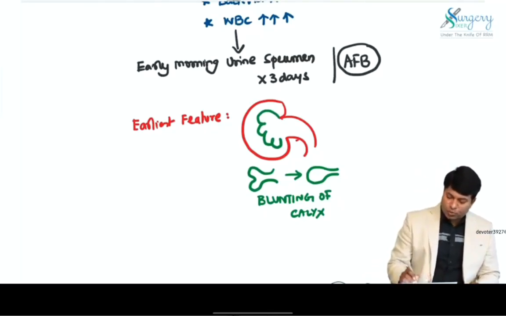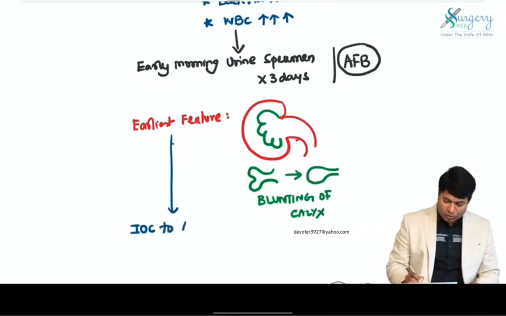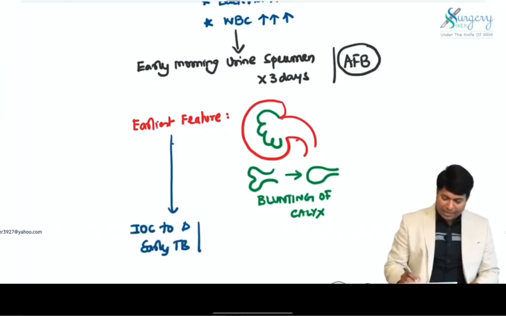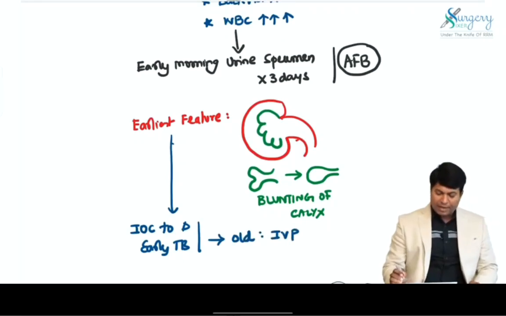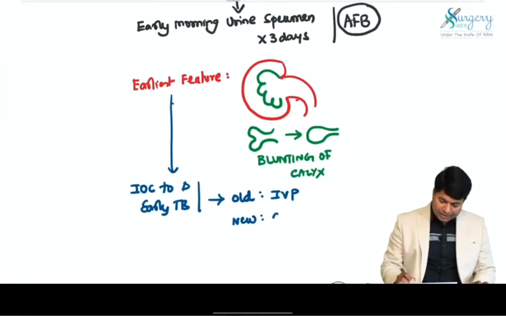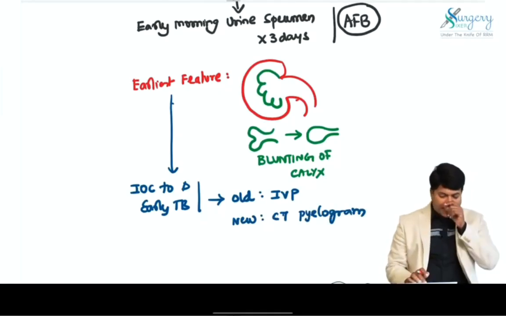The investigation of choice to diagnose the earliest feature. Investigation of choice to diagnose early TB. I'm not asking about advanced TB. For early TB, the old answer was IVP, intravenous pyelogram. The new answer is CT pyelogram. CT pyelogram is the latest answer to diagnose early TB.